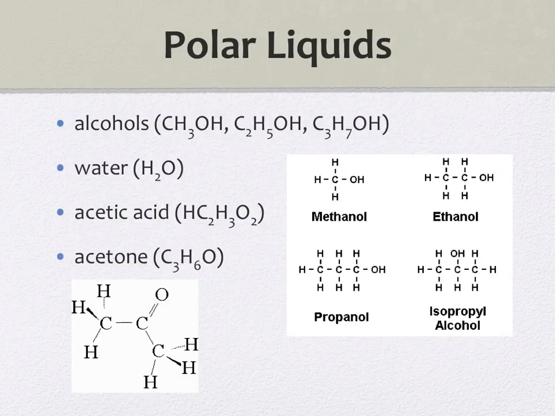Here are some other examples of polar liquids. Alcohols, which you can see here. I've shown you the structures: methanol, ethanol, isopropyl alcohol. Basically, what do they all have in common? They have like half a water molecule. That's what makes them an alcohol. What you don't see there are the lone pairs that would be on the oxygen, and you would then identify that as being polar. Acetic acid is vinegar.